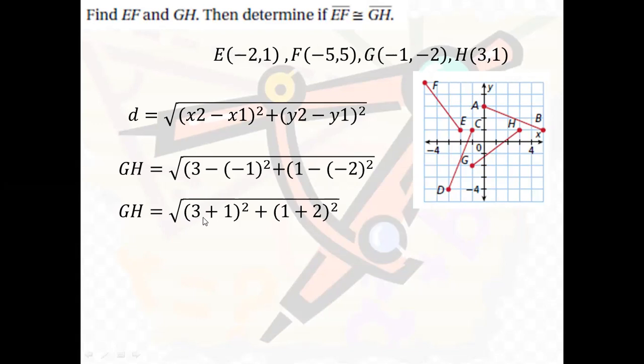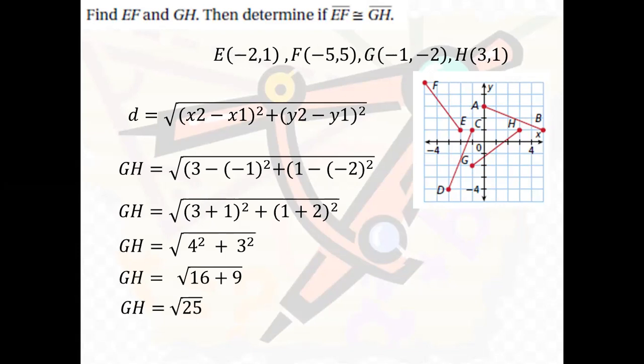So first we need to solve the parentheses. 3 plus 1 is 4. So that gives a 4 square, and 1 plus 2 is 3, that is 3 square. So 4 square is 16, 4 fours are 16, and 3 square is 9, 3 threes are 9. So 16 plus 9 gives us 25. Again, the square root of 25 is going to be 5. So previously we found EF is 5 and GH is also 5. So that means both of them are congruent.